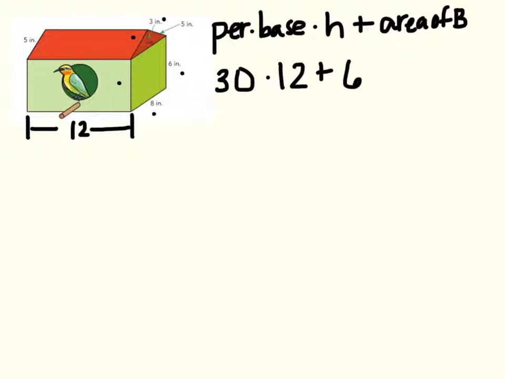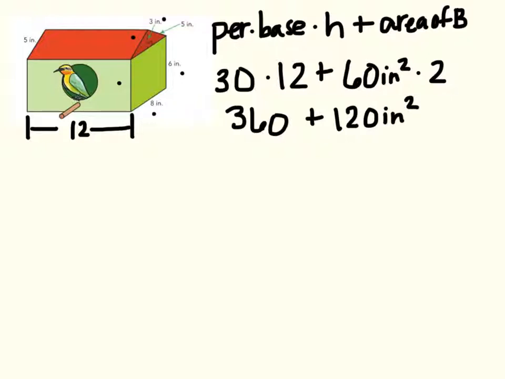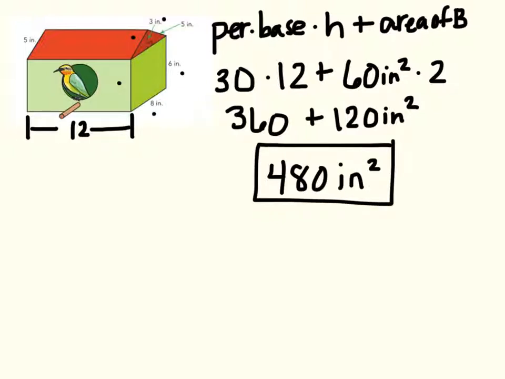Remember, we also calculated this in the first problem. The area of our bases is 60 inches squared, but we need to multiply that times 2 because there are two bases. Alrighty, 30 times 12 is 360. We're going to add that to 60 inches squared times 2, which is 120 inches squared. And adding that all together gives us 480 inches squared. So if we wanted to paint our birdhouse, we would need to purchase enough paint to cover 480 inches squared of area.